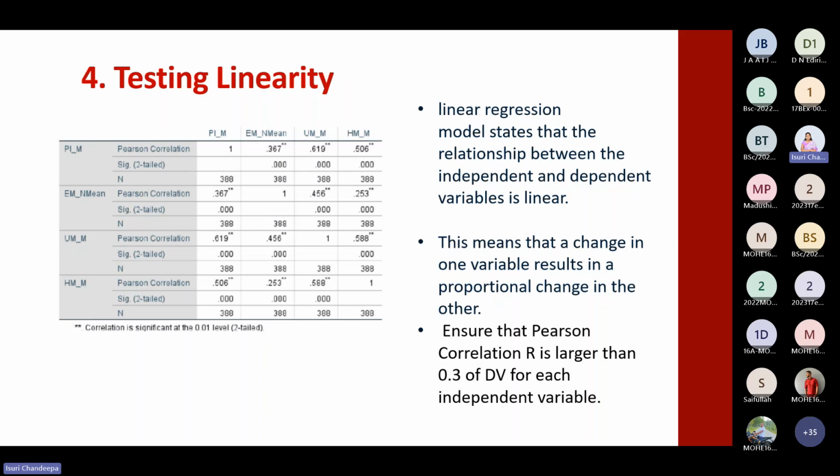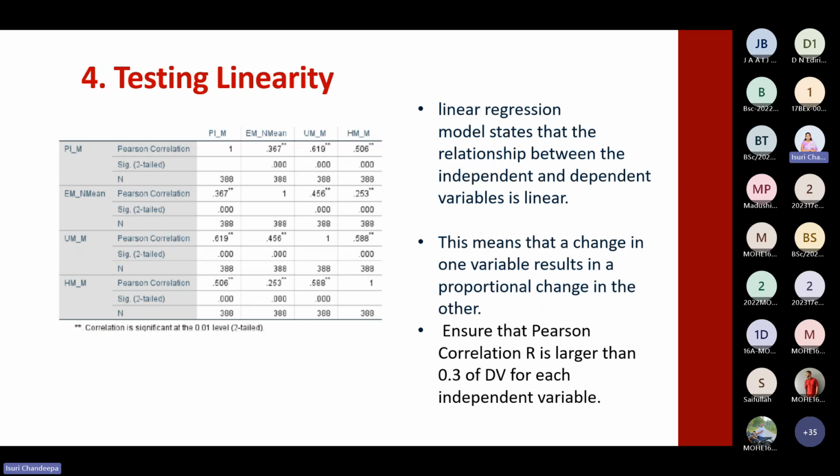Okay, linearity. What do you mean by the linearity? If we are going with the linear regression model, it states that the relationship between independent and dependent variables should be linear. Otherwise, what happens? A nonlinear relationship can't be analyzed by the regression analysis. There should be a linear relationship. If it is a nonlinear relationship, we can't run the regression analysis.